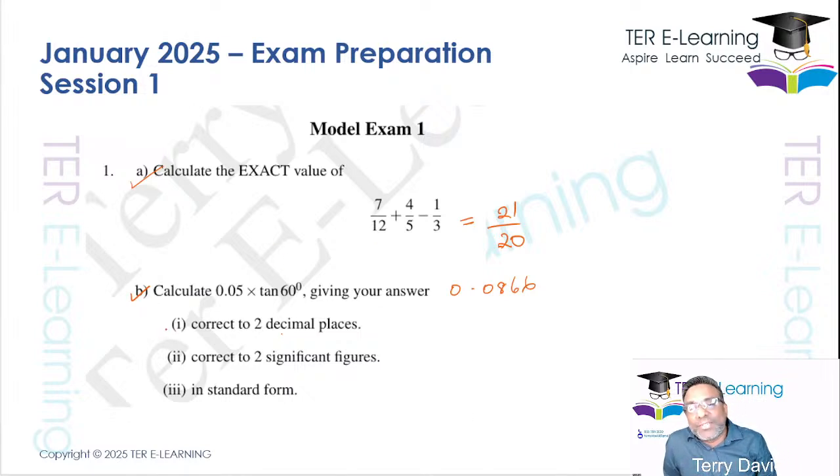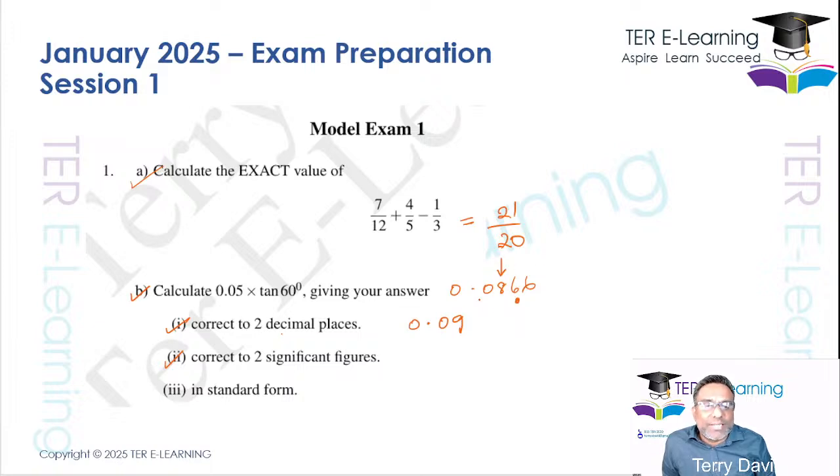Now we want the answer, first of all, correct to 2 decimal places. If you want your answer to 2 decimal places, it is going to be 0.09, right? Because this 8 here is your second decimal place, right? So if you round that off, we need to look at the 6 here. It's more than 5, so we're going to increment by 1. So it's 0.09. For the second one here, we want 2 significant figures, right?